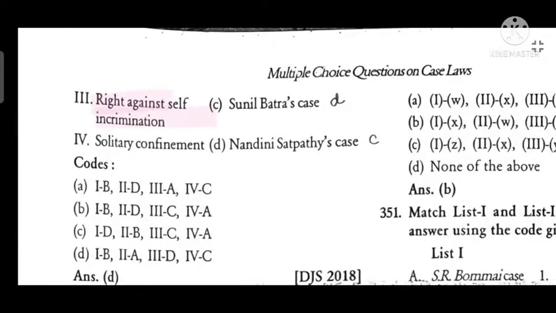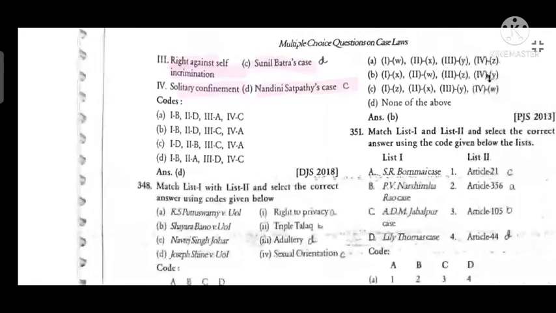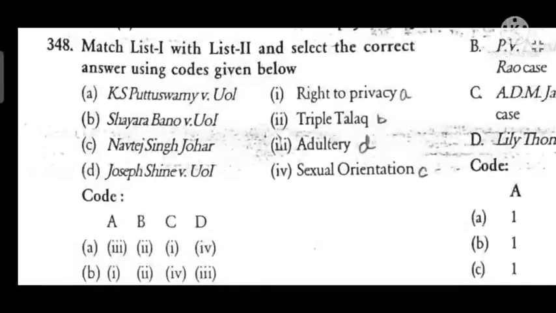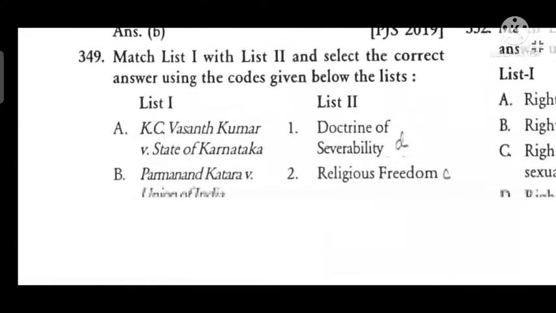Right against self-incrimination. Nandini Satpathy case. Solitary confinement. Sunil Batra case. K. Puttaswamy versus Union of India. Right to privacy. Shayara Bano versus Union of India. Triple talaq. Navtej Singh Johar case. Sexual orientation. Joseph Shine versus Union of India. Adultery.